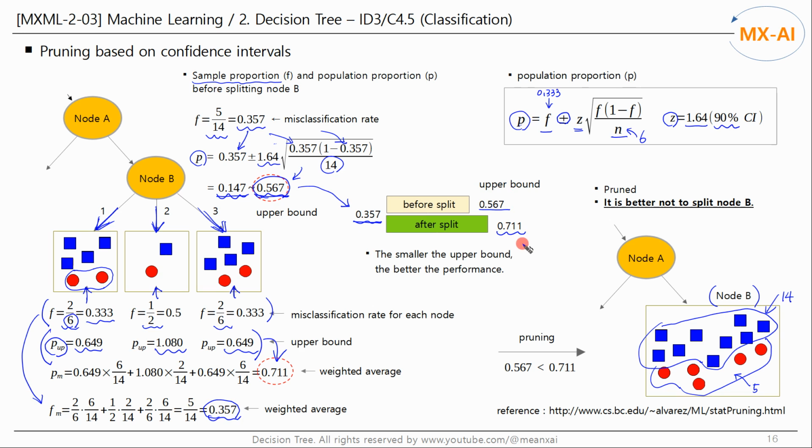Since we are dealing with misclassification rate, the smaller this upper bound, the better the performance. There is no need to consider the lower bound. Therefore, the case where this value is smaller, 0.567, has better performance. This means that the performance before splitting is better. Therefore, it is better not to split node B into child nodes. Pruning made the tree on the left simpler, like the one on the right.